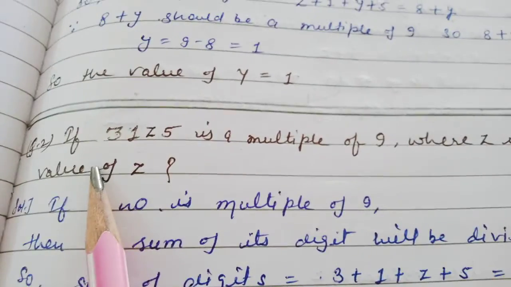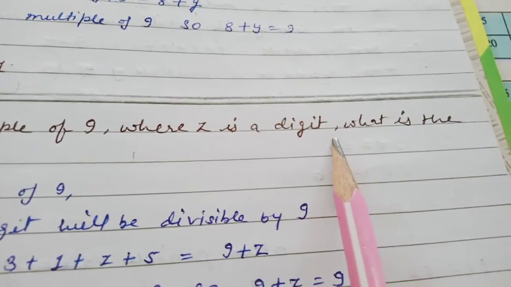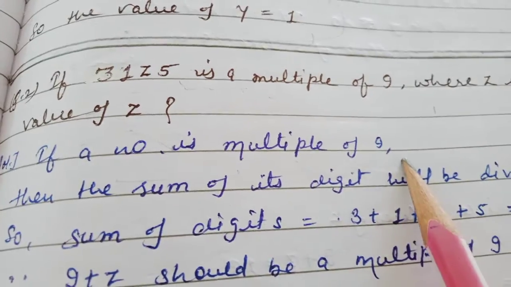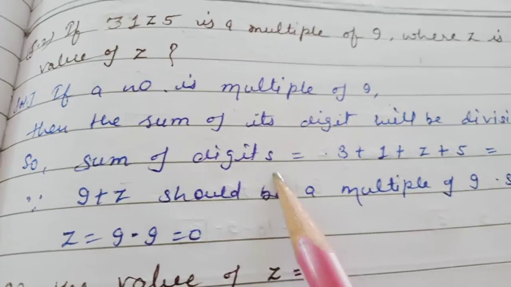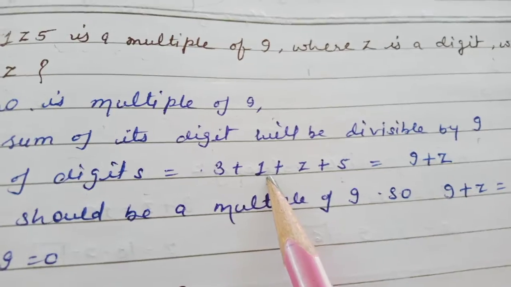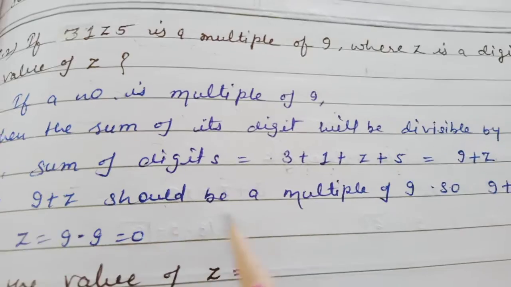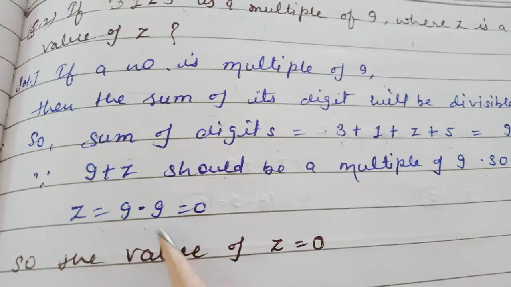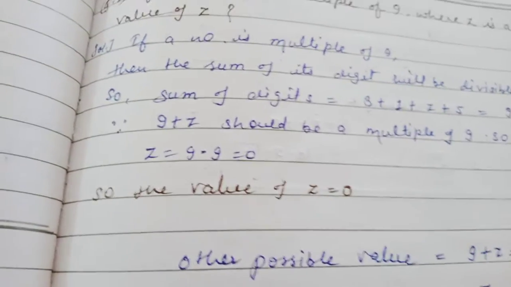Similarly, the second question: if 31z5 is a multiple of 9, where z is a digit, what is the value of z? If a number is a multiple of 9, then the sum of its digits will be divisible by 9. So the sum of digits is 3 plus 1 plus z plus 5, that is 5 and 1 is 6, 6 and 3 is 9, 9 plus z. So students, 9 plus z should be a multiple of 9, so 9 plus z is equal to 9. So z is equal to 9 minus 9 is equal to 0. So the value of z is 0.